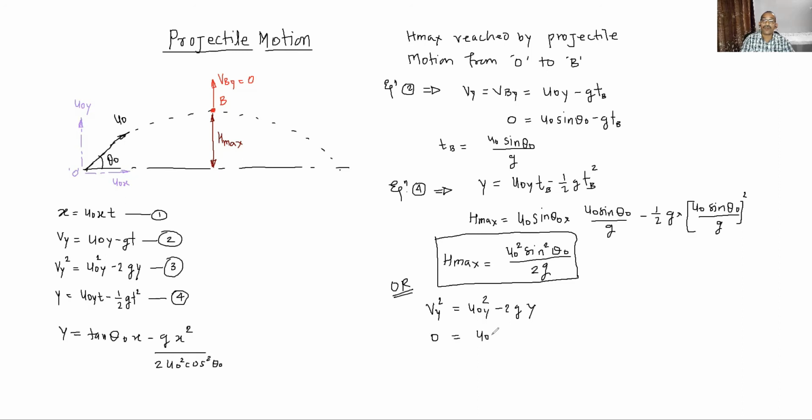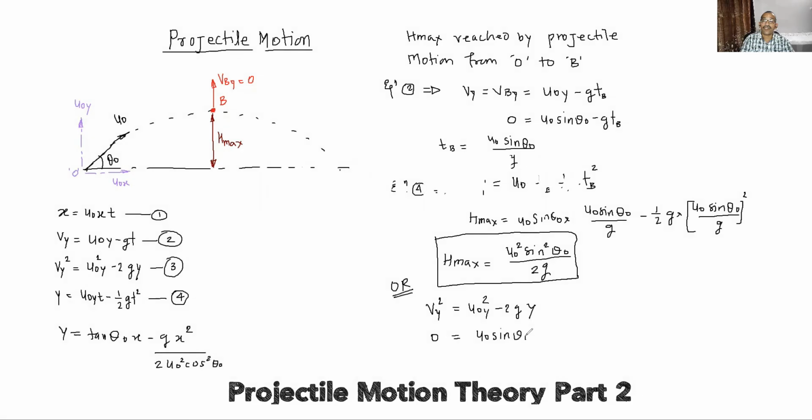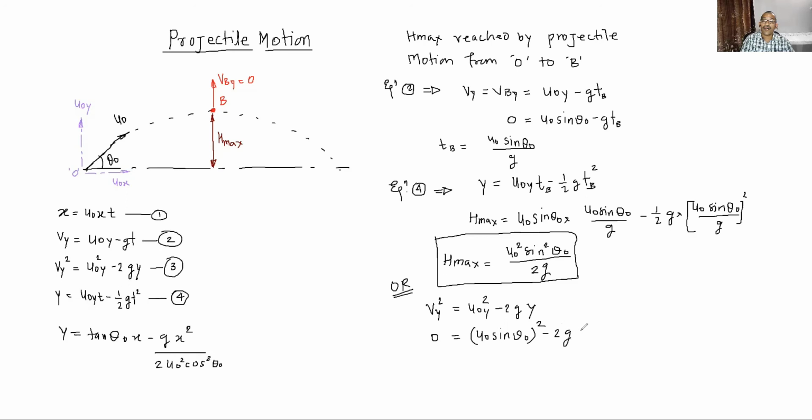u0y means u0 sine theta 0, and its square, minus 2g, and this y means H max. Therefore, this H max comes out to be u0 square sine square theta 0 upon 2g. That means in this case, in one step you are getting the maximum height reached by the projectile.